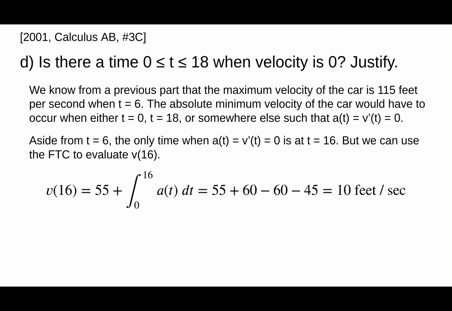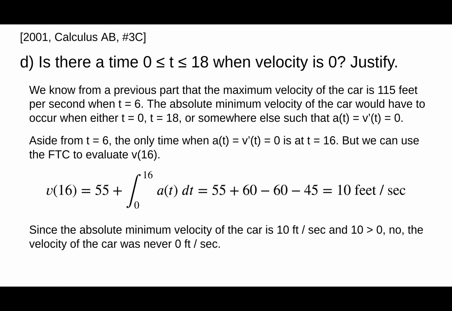Now, here's what's important about that. This is the absolute minimum velocity, and it's positive, which means the car never has velocity 0 feet per second. So since the absolute minimum velocity of the car is 10 feet per second, and 10 is greater than 0, no, the velocity of the car is never 0 feet per second.